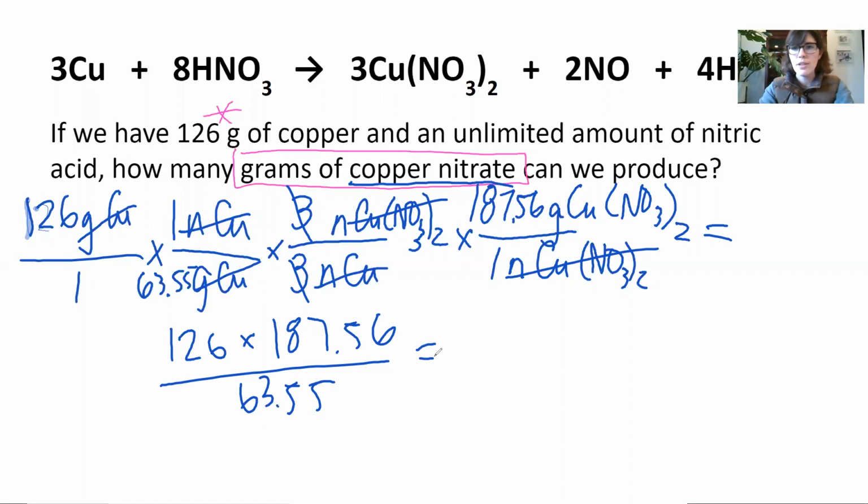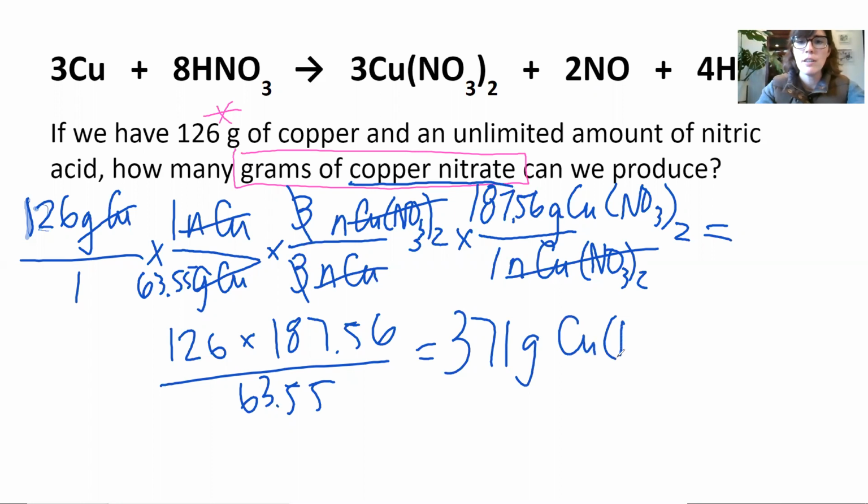Cool, I got a 371.87. And let's be exact about this. Let's figure out sig figs and let's put in a unit. Cool. Yeah, so the difference between 371 and 372, I'm not gonna really worry about that difference, but yeah, if you got around that, so 371 grams of copper nitrate.